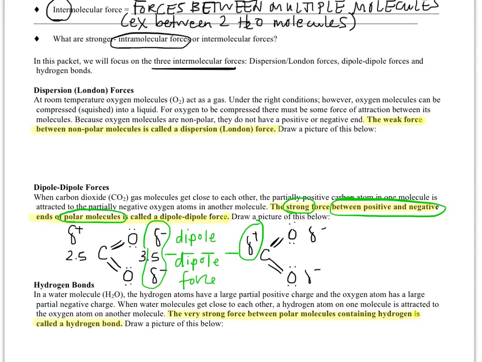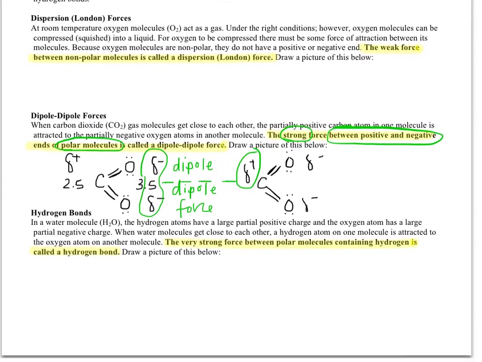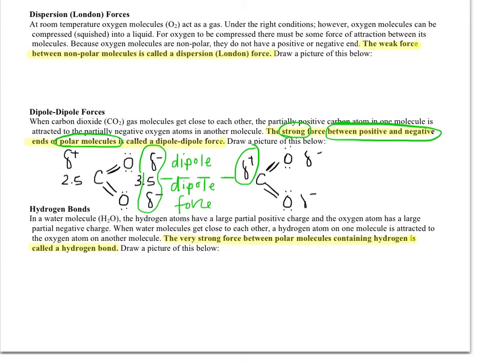Now, there's a special type of dipole-dipole force. This isn't its own intermolecular force. It's really just a special type of dipole-dipole force that's called a hydrogen bond. Go figure, because hydrogen is the baby of the periodic table and it's always got to be special. So when you have this attraction between two polar molecules, but one of the molecules contains hydrogen, we don't just call it any old dipole-dipole force anymore. Woohoo, we have to call it a hydrogen bond.